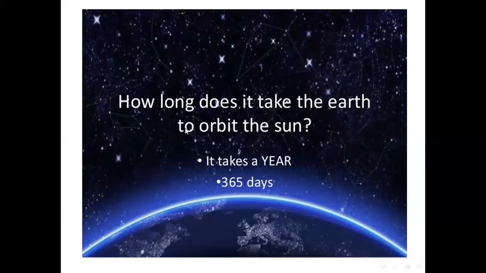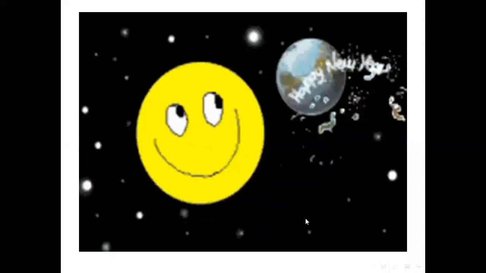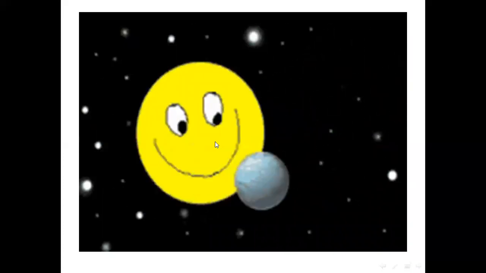How long does it take the Earth to orbit the sun? It takes a year or 365 days. When the Earth orbits the sun, it takes a year. It means 365 days. As the Earth spins on its axis, see the movement? It also moves around the sun. And this movement is called revolution.